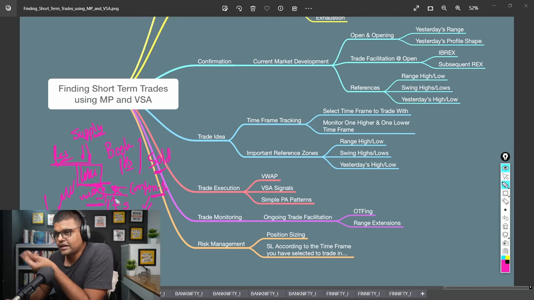Now you are waiting for a pullback. Did not happen. Straight away market fell. Now instead of saying that yes, I am very confident that the sellers are in total control, no. It has reached another reference. So this was the decision point. This again is a decision point.